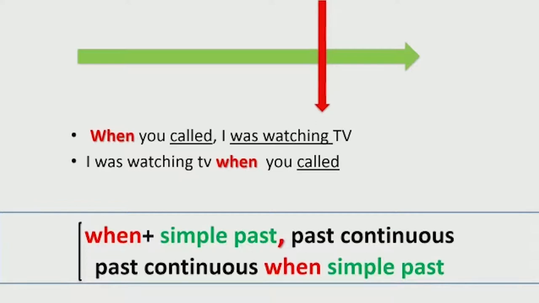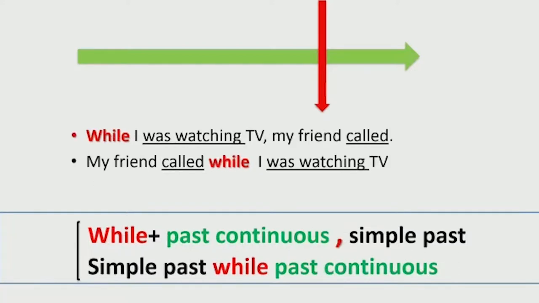Now, here is the lesson we did last time, which is past continuous versus simple past. And we have seen the two forms, with when and with while. Here we have with when, so we have a long action interrupted by a short action in the simple past. When you called, I was watching. I was watching when you called, okay? And here you have the rule as a reminder. And the second form with while, so while, long action, my friend called, interrupting the action. And the other form, of course, when it's in the middle, and this is the structure again.